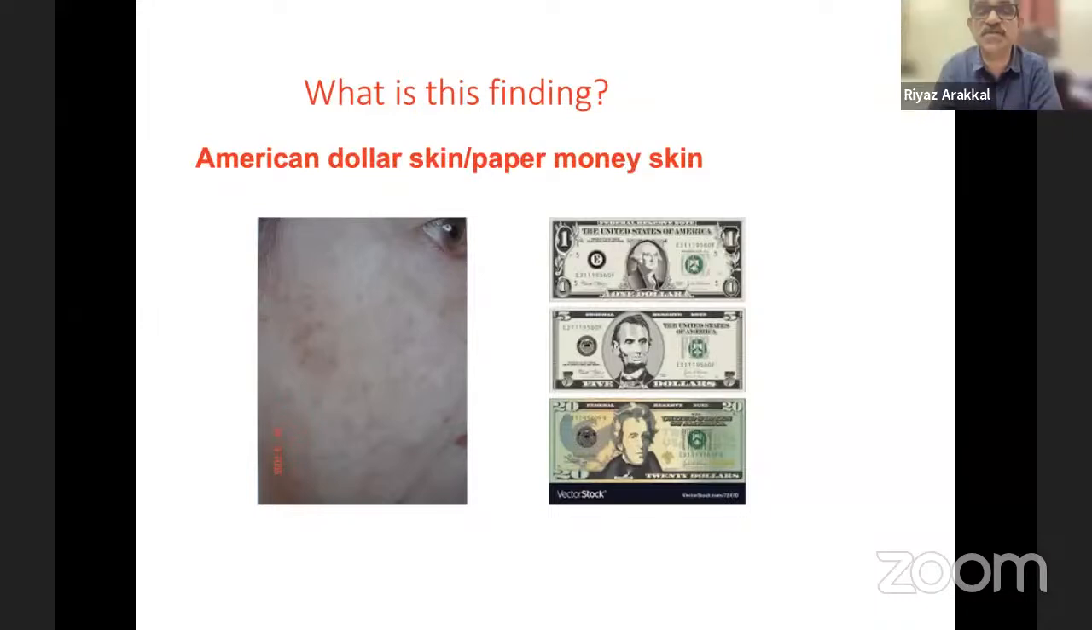That's the reason why it's very difficult to fake American dollars. People say that even expert counterfeiters find it very difficult to fake American dollars because of the threads in bizarre patterns. Hence this sign of decompensated chronic liver disease is called paper money skin or the American dollar skin. What is this?